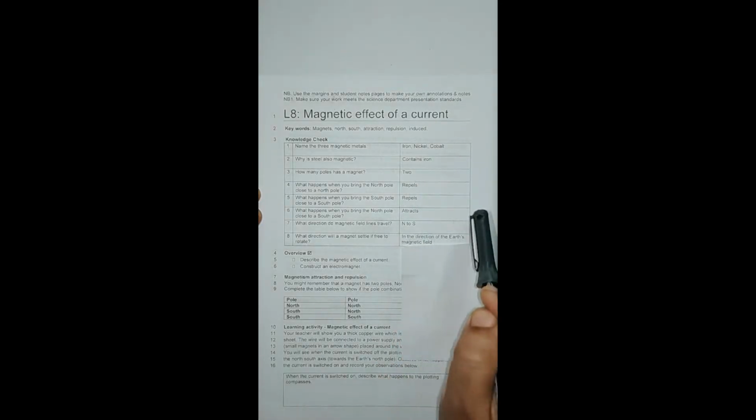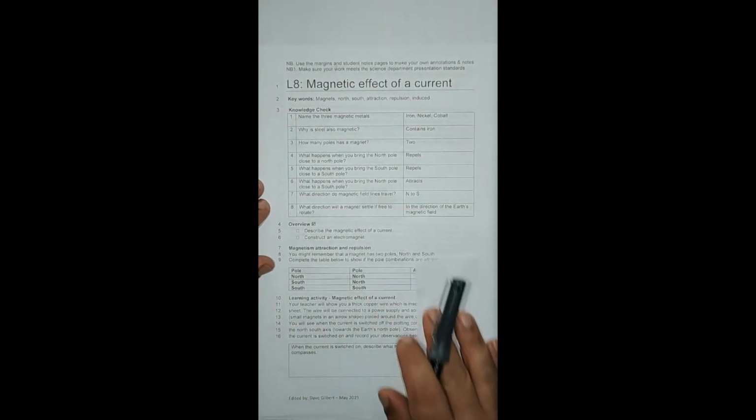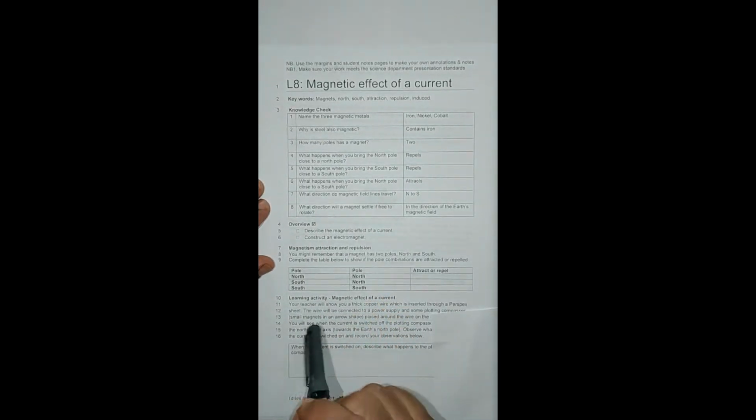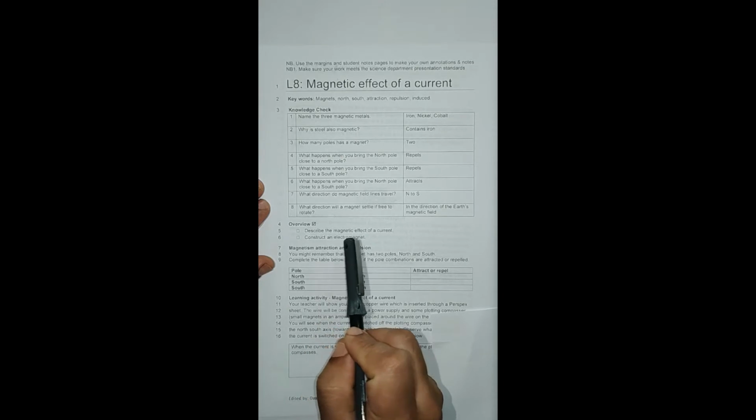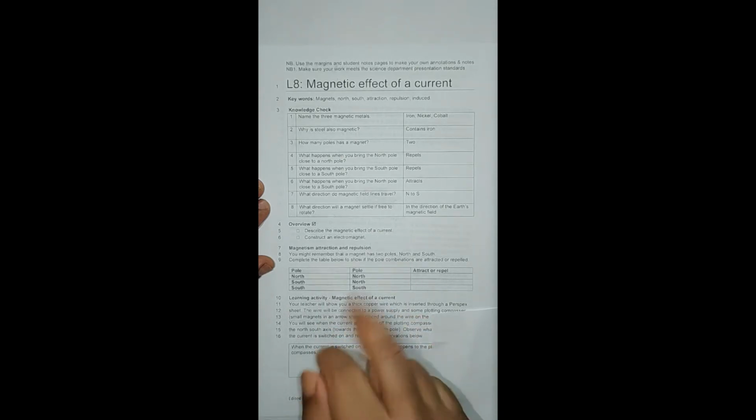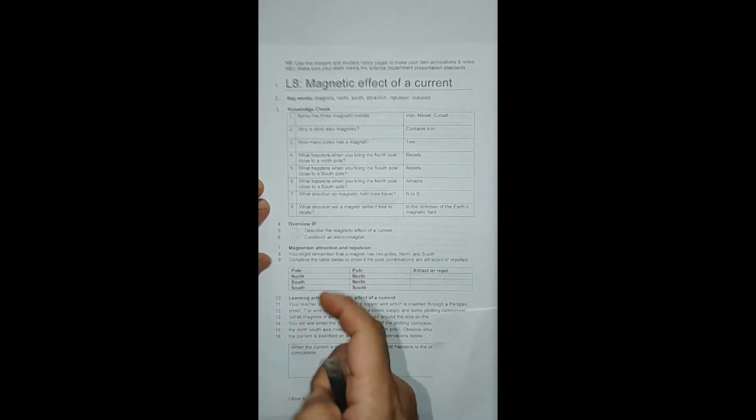Check your answers, give yourself a score on the side here, correct any you've got wrong. Overview for this lesson. By the end of this lesson you should be able to describe the magnetic effect of a current and construct an electromagnet.